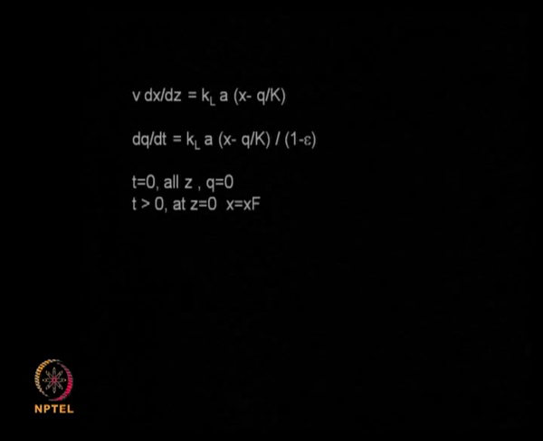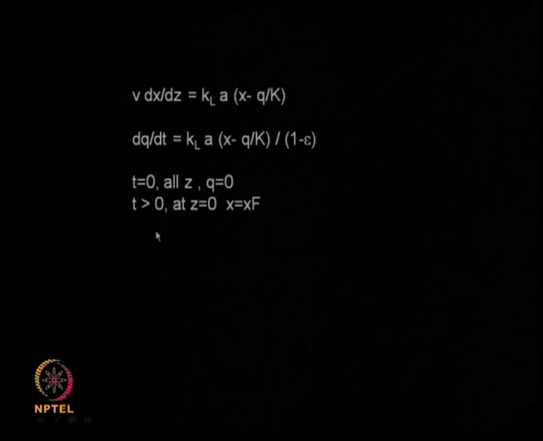It needs initial conditions at t equal to 0 at all locations along the axis. Q will be equal to 0 because nothing has been adsorbed. At t greater than 0 the fluid is entering, so at z is equal to 0 x will be xf, that is the maximum amount of adsorbate present at the entrance of the tube. So we can solve these using these conditions. The initial condition this is called, and this is called the boundary condition because this is at the entrance, so that is called the boundary condition.